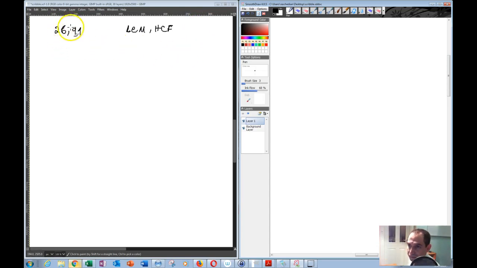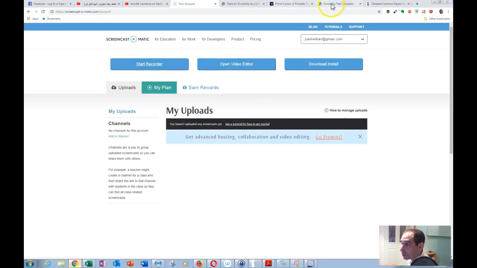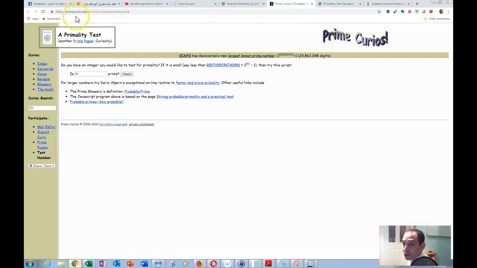So for example, 26, if you prime factorize it, you get 2 times 13, and 91 is one of those special numbers. If you check on a website for 91, you will find out that 91 is divisible by 7 and 13. I like these kinds of numbers.